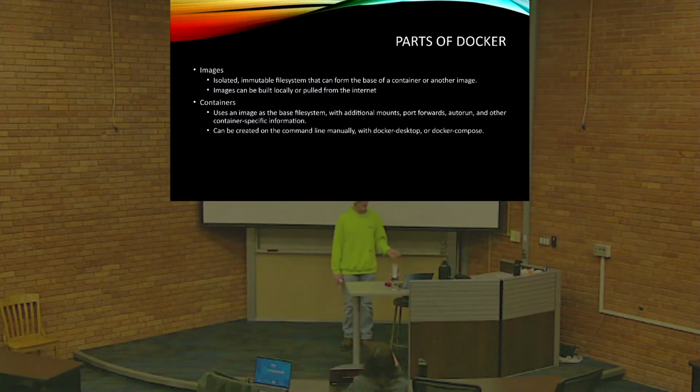Speaking of containers, great segue, I know. Containers use an image as the base file system with additional mounts, port forwards, auto runs, and other container-specific information. They can be created on the command line manually, you can do it with a GUI via Docker Desktop, or you can use Docker Compose. In my experience, Docker Compose is the best way to do it because with Docker Desktop, you have to click the buttons and it's a pain. And you don't get that on most servers because there's no GUI.